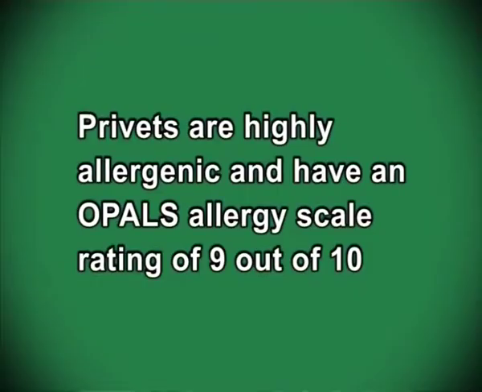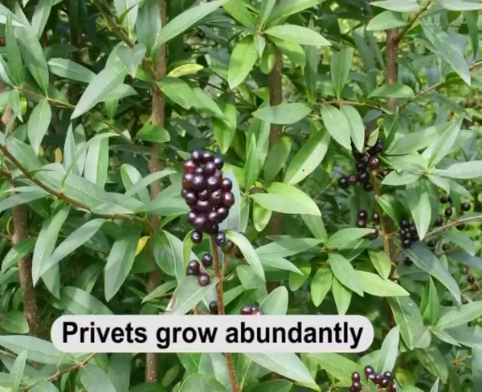Ligustrum genus. Berries and leaves are poisonous. Berries contain syringin, which causes digestive disturbances and nervous symptoms, and can be fatal. Privet is one of several plants which are poisonous to horses. Privet pollen is known to cause asthma and eczema in sufferers. Privets are highly allergenic and have an OPALS allergy scale rating of 9 out of 10. In places where privets grow abundantly, the odor produced from the flowers may cause respiratory irritation.